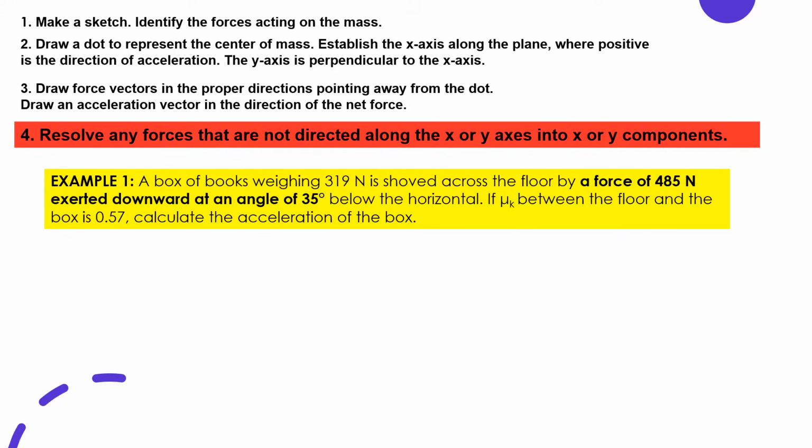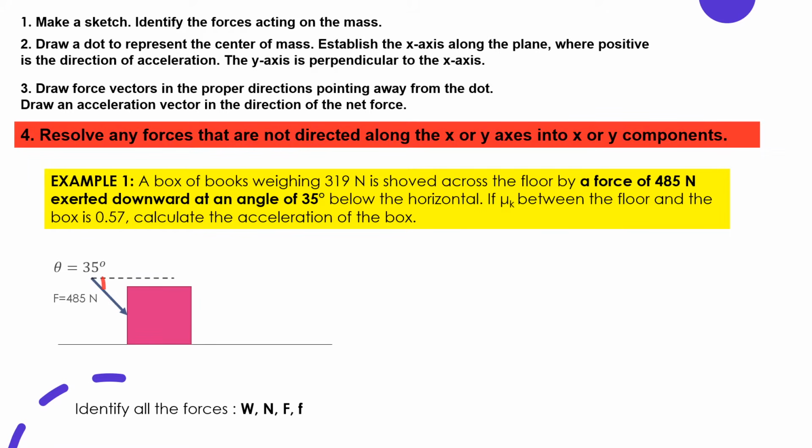Okay, so now look at the first example. We have a box of books where the weight is 319 Newton, is shoved across the floor by a force of 485 Newton exerted downward at an angle of 35 degree. Maknanya kita ada satu external force yang tolak box tu ke bawah but at angle of 35 degree. So yes.